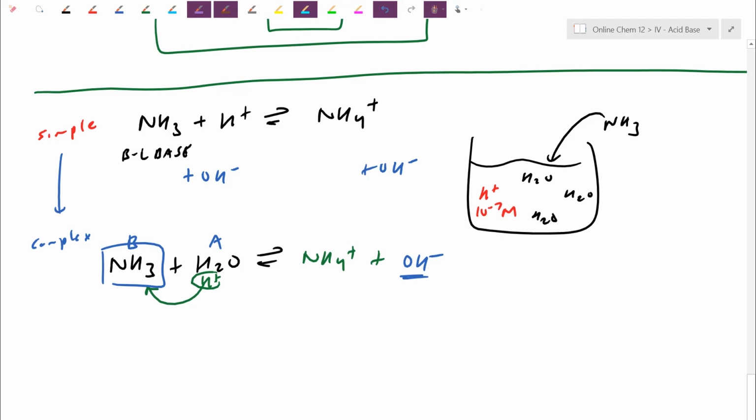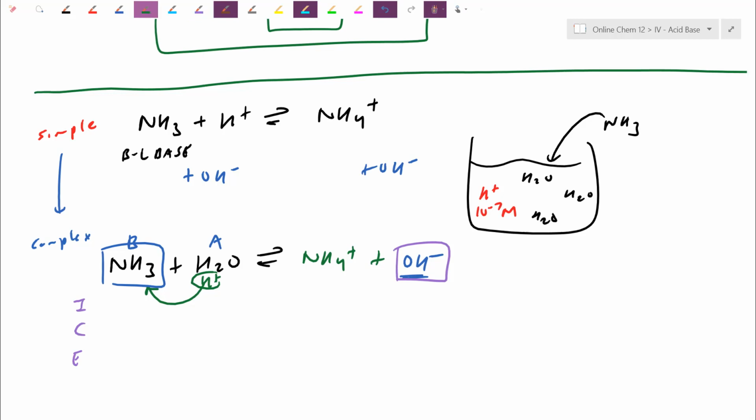Okay, so that's where we're going to be starting off part 2 of the chapter. We're going to write out the complete equation, what's actually happening. That way I can track OH- for a basic solution, and later on I can end up doing ICE tables. We're going to do that in part 2 of this chapter.